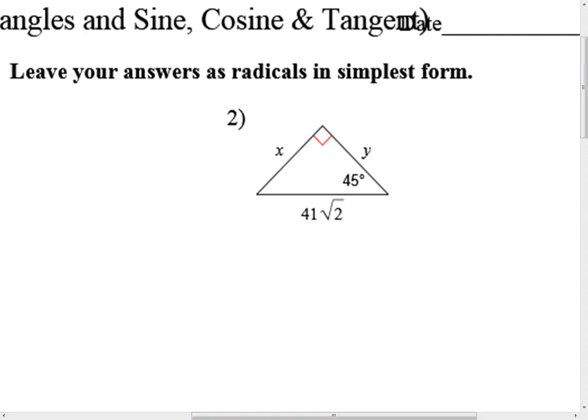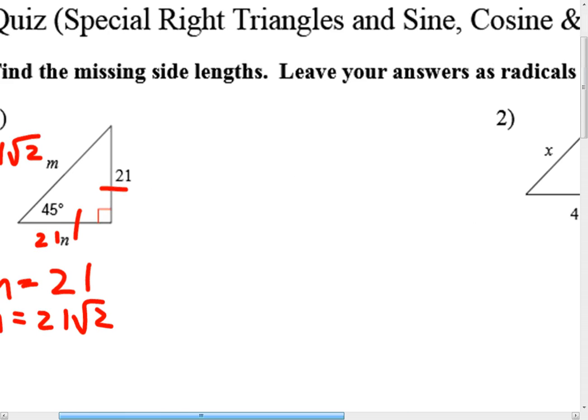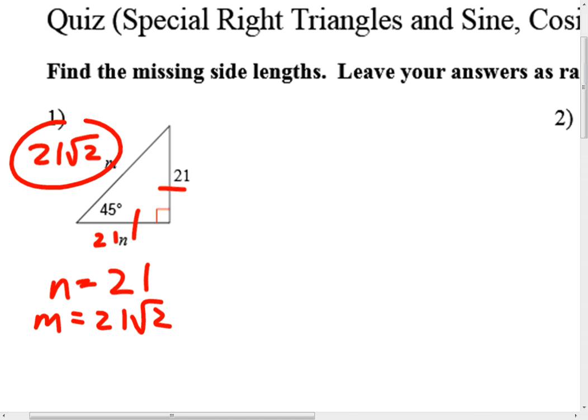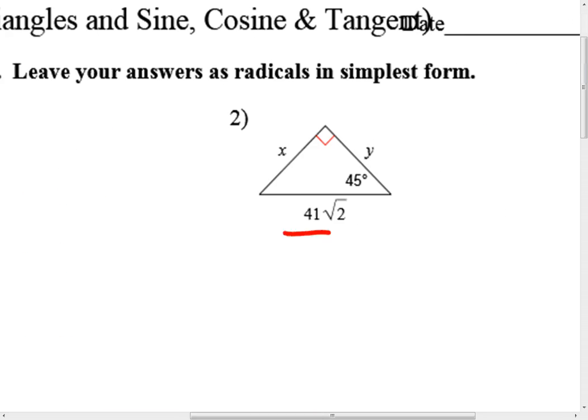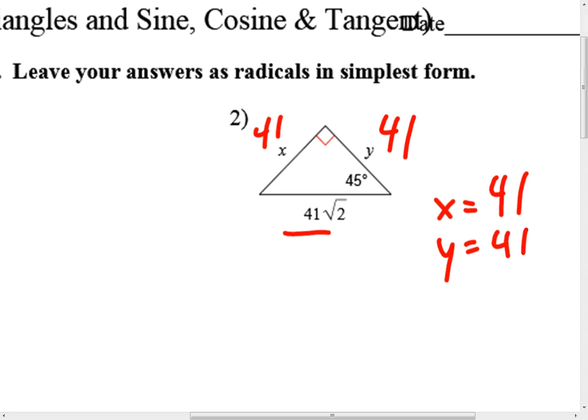Number 2. Exactly the same, only we know the hypotenuse this time. So it's as if we know this one in this problem, which means I'm just working backwards and putting the 41 here and the 41 here. Even if you put it into the drawing, get in the habit of writing out the variables also.